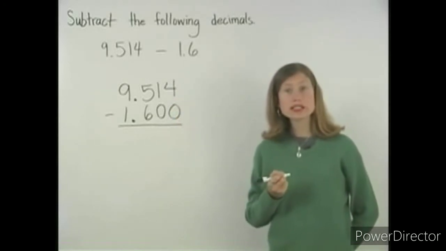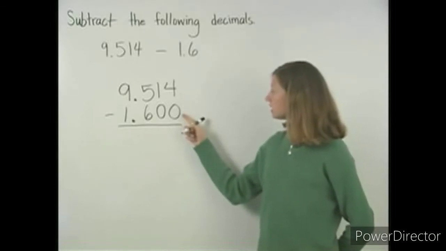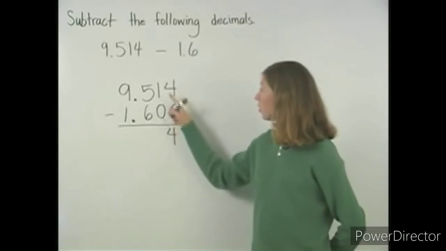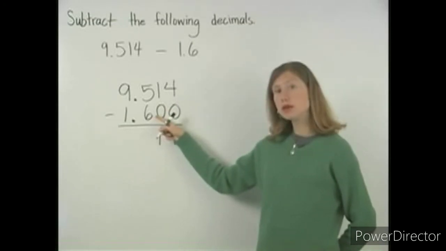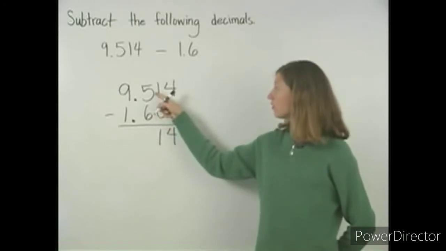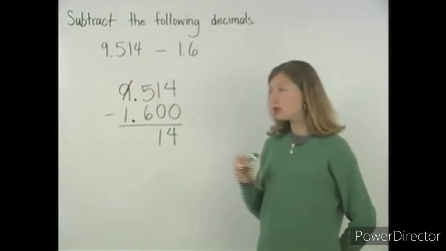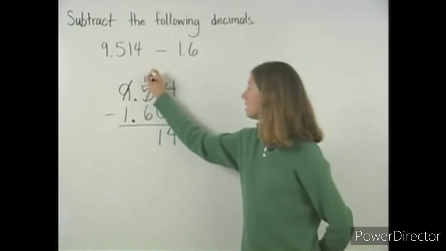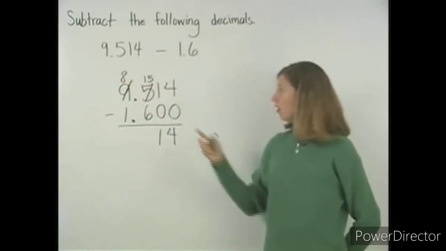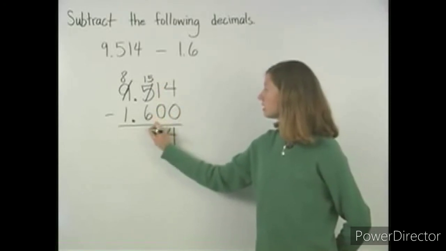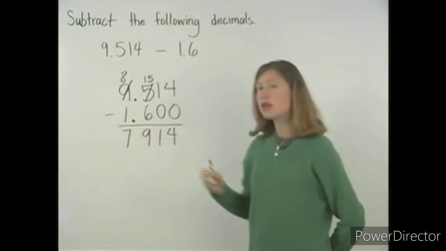Next, we subtract in each column starting on the right. So we have 4 minus 0, which is 4, 1 minus 0, which is 1. But notice that we can't take away 6 tenths from 5 tenths, so we borrow 1 from the units column, which gives us 15 tenths and leaves us with 8 units. Now, 15 minus 6 is 9, and 8 minus 1 is 7.